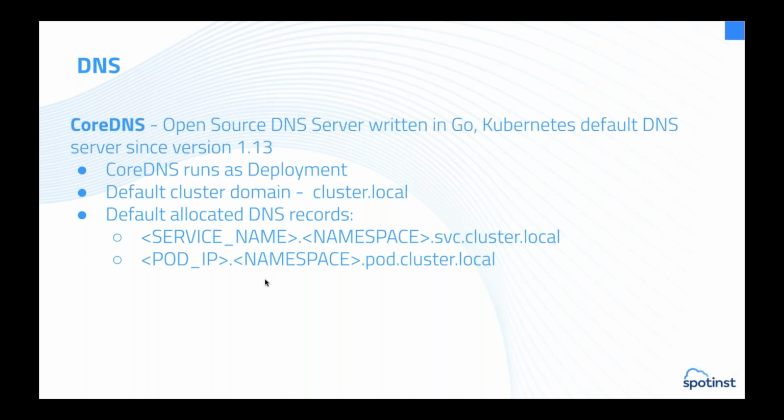On top of that, Kubernetes implements DNS services. So you have core DNS. It's an open source DNS server that actually Kubernetes uses as the default DNS. And each service that you're running within the cluster and each pod is going to have a specific DNS to reach out to it from within the cluster. And if you expose it outside, you are able to reach it from outside as well.